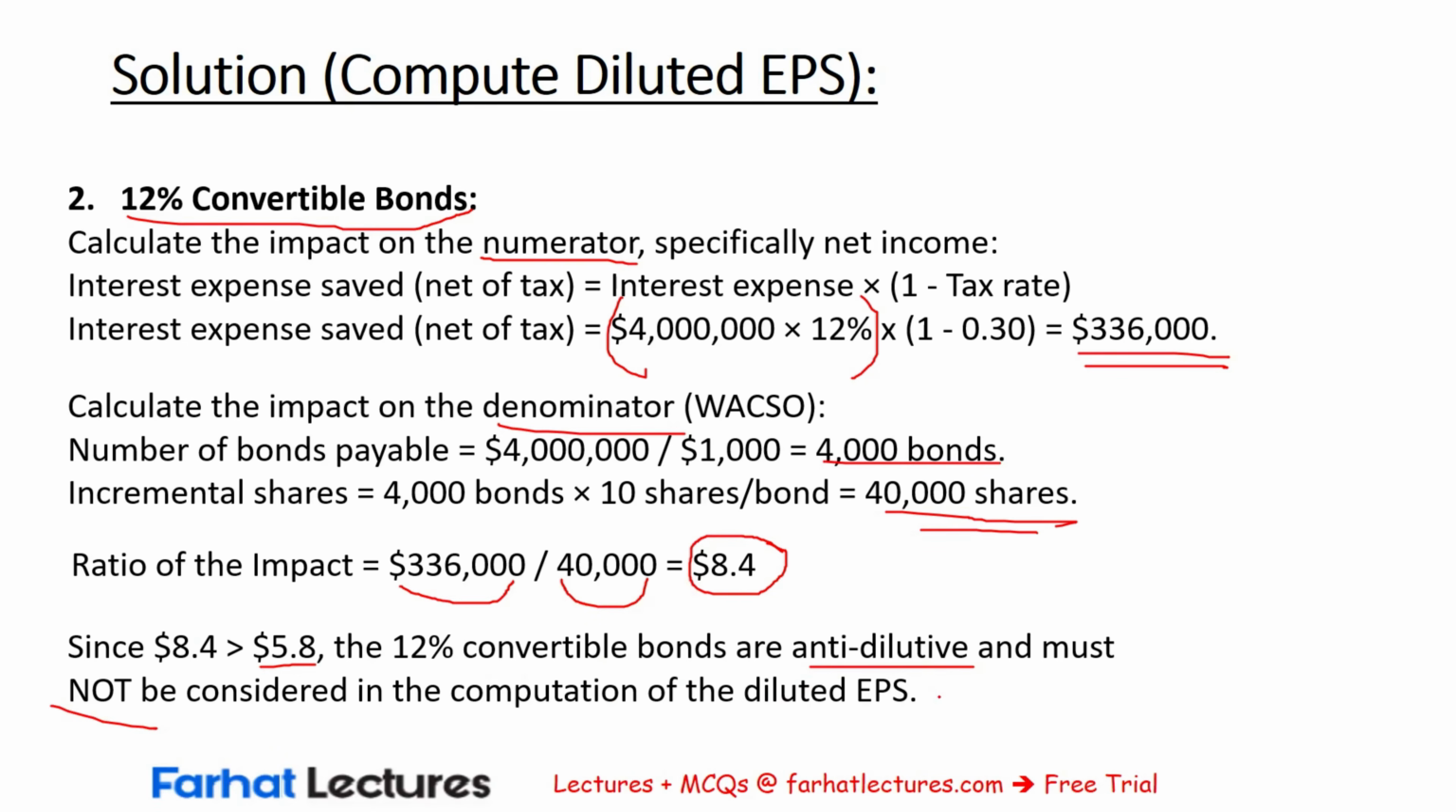And why is that? Because we never show good news, potential good news to shareholders or investors. We only can show, or we are required to show bad news to these investors or shareholders so they can be cautious in their decision making. This is the rule of conservatism.